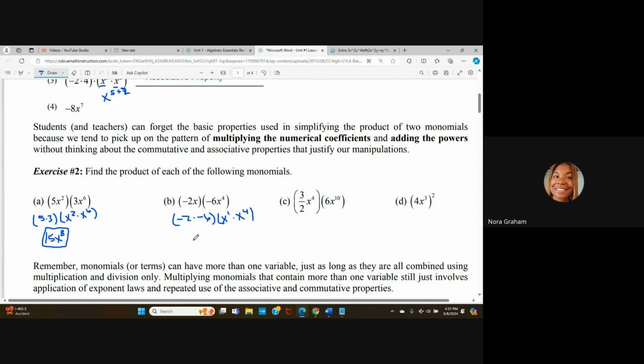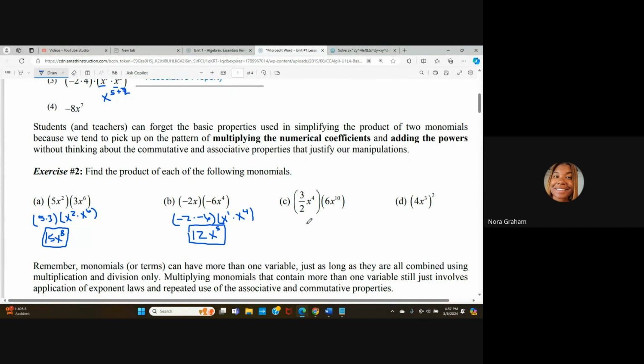All right, so -2 times -6, those are going to cancel out. I get positive 12. Again, I add my exponents because I have like bases, and this is going to be 5. That's my answer for there.